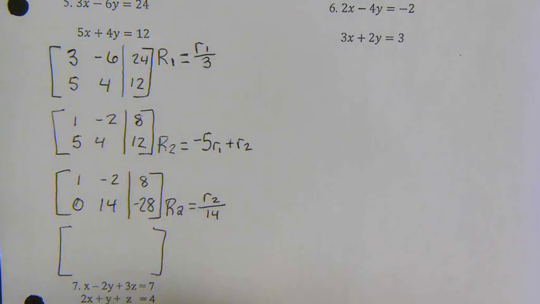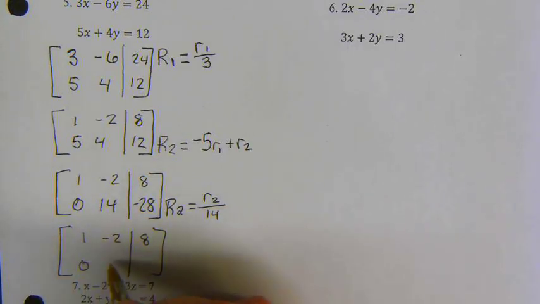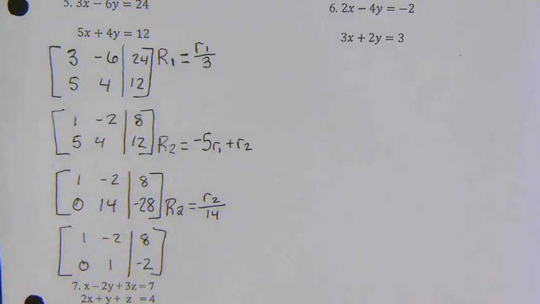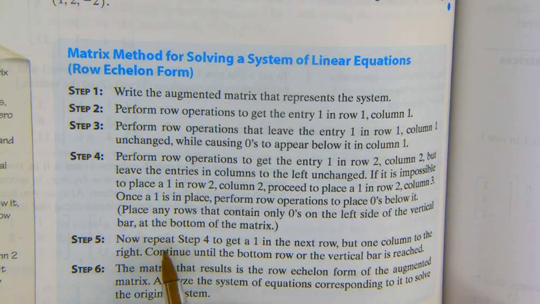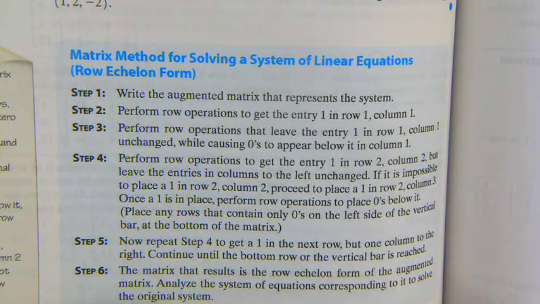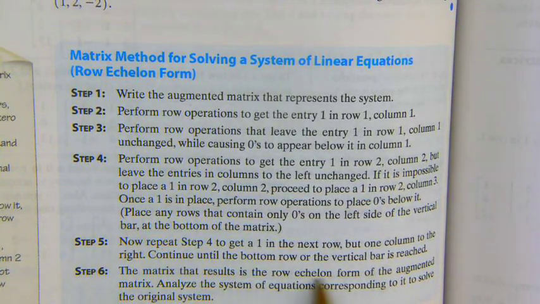So we've got 1, negative 2, and 8, 0, 1, negative 2. And we have achieved row echelon form. It gives more steps, it gives a step 5, but that's if there's more rows and columns than just a 2 by 2. You would just keep doing it. And step 6 says the matrix that results is the row echelon form of the augmented matrix.